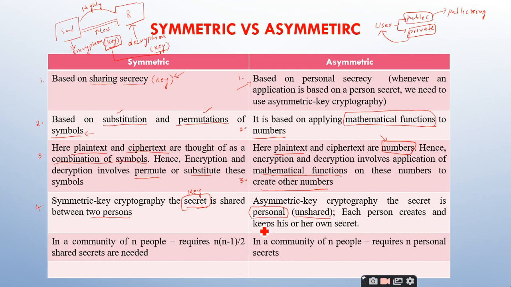Each person creates and keeps his or her own secret. So it is the responsibility of the person to generate two keys. One is the public and another one is the private. You make the public key available to all the members of the community, but it is your responsibility to keep the private key confidential. It is your responsibility, right?